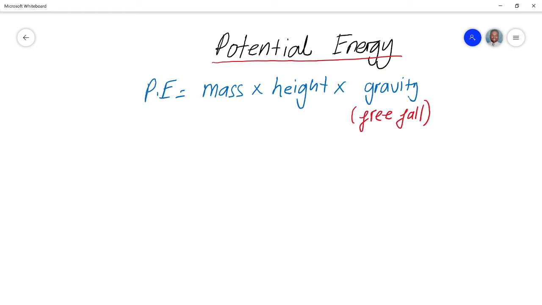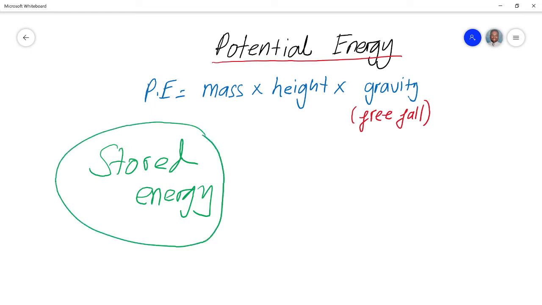Alright, so if I was to define what potential energy is, I would say potential energy is stored energy. Energy that is stored to do activities. It could be energy conversion from potential to kinetic energy or potential to other forms of energy. So in a nutshell, we learned in our basic science that potential energy is stored energy.